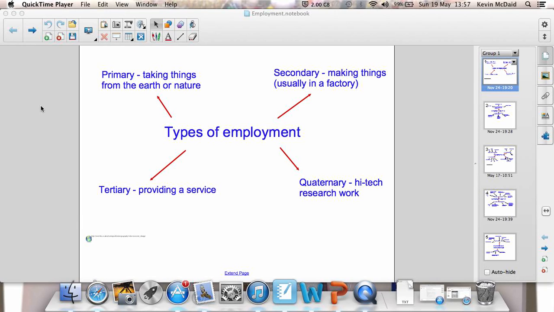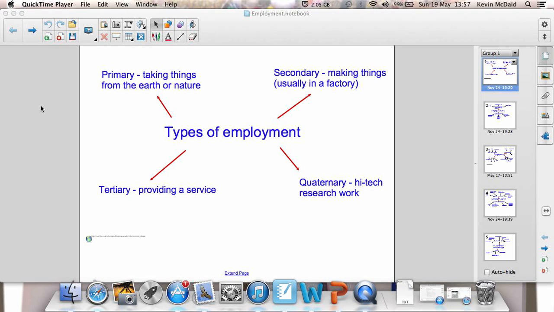Unit 3 is called Making a Living, and it's basically about employment and the jobs that we do and how that is changing. Key thing, very key thing to remember for this unit is the 4 different types of jobs that we do: primary, secondary, tertiary and quaternary. Make sure you know the difference between the 4 of them.